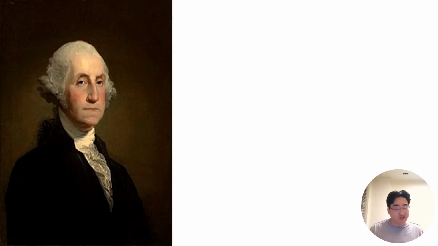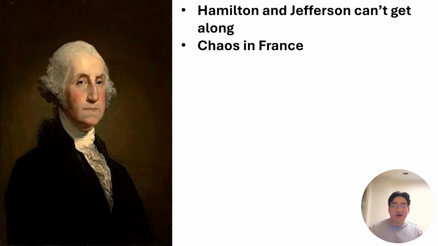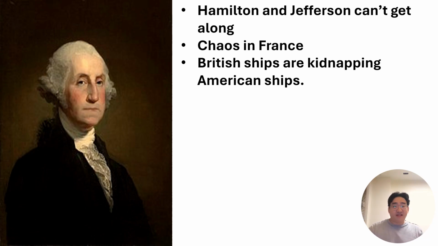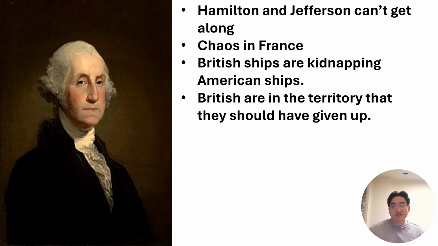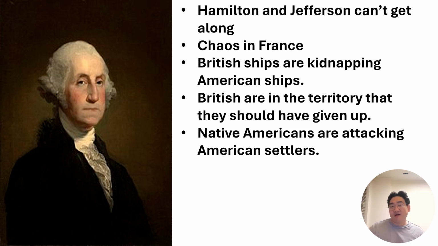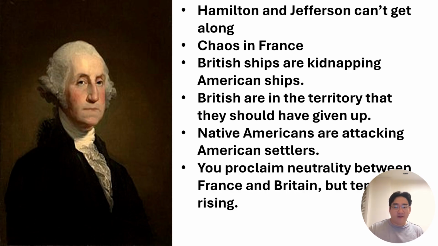They always say that when you become president, it's super stressful. Here's what's going on in Washington's presidency. Let's recap. His two assistants can't get along. There's war and chaos going on in France. He doesn't want to pick a side. The British are kidnapping American sailors. The British are in the territory that they should have given up. And they're supplying arms to the Native Americans who are fighting American soldiers. He proclaims neutrality, but there's so much tension going on. So, as Washington, what do you do? Remember, his goal was to stay out of war.